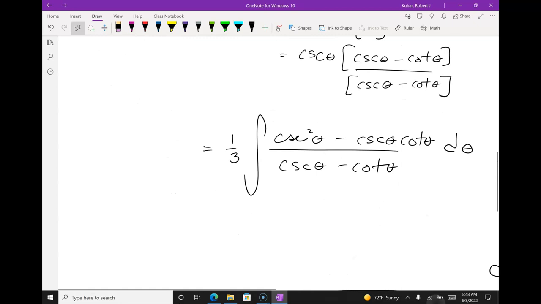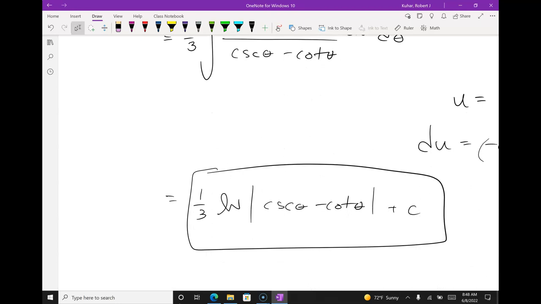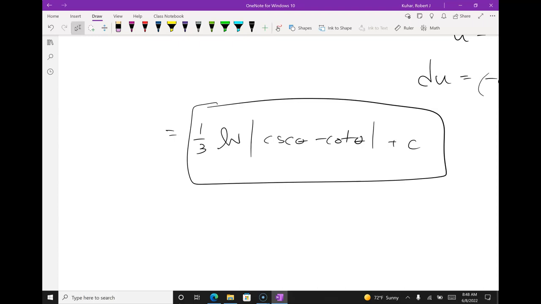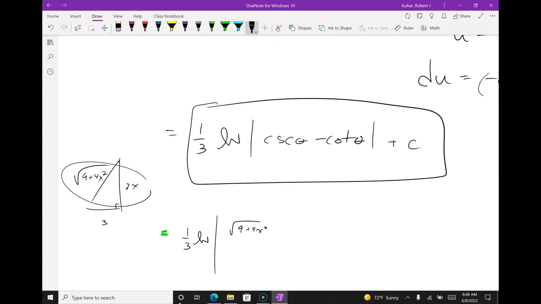So I've got, this is a horrible kind of problem, but I can get some algebra for the cosecant and some algebra for the cotangent, right? Just going to remind myself of this triangle: 2x and 3 and 9 plus 4x squared. So cosecant is going to come from this piece. I have 1/3 times the ln of the absolute value of the square root of 9 plus 4x squared all over 2x, minus cotangent, which comes from 3 over 2x.